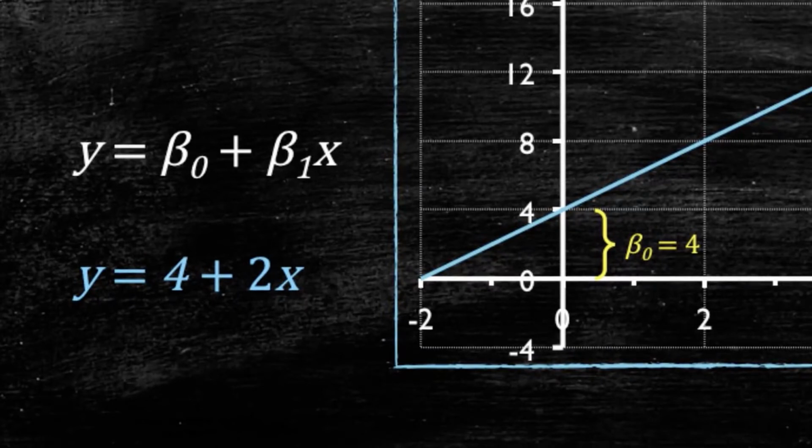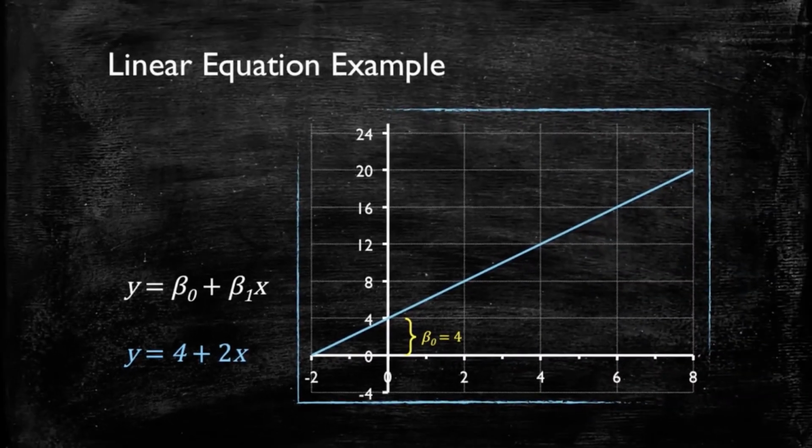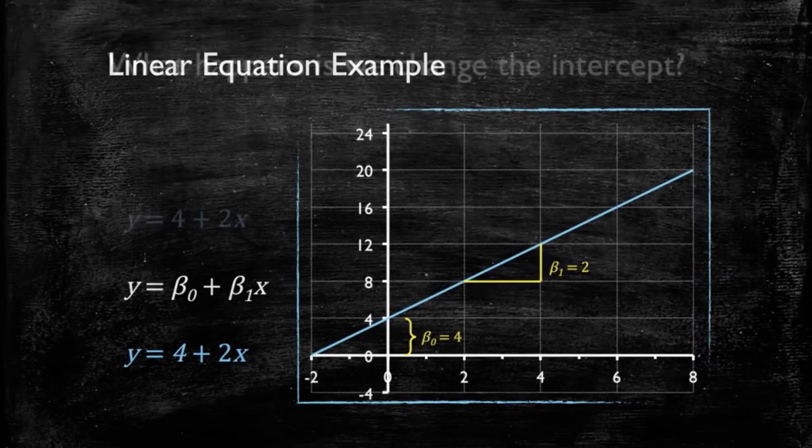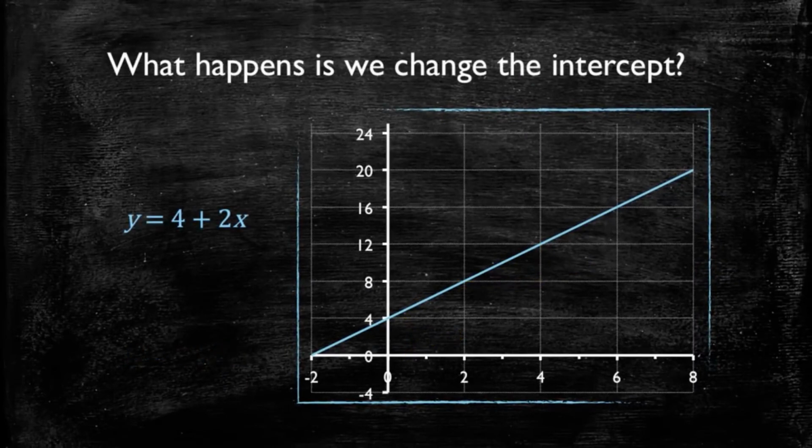And we see here that the line is crossing the vertical axis 4 units above the horizontal axis. The slope in this case is a 2. And it means that for every unit increase of x, y will increase twice as much, or 2 times as much. We see here that x increased from 2 to 4, while y increased from 8 to 12, twice as much.